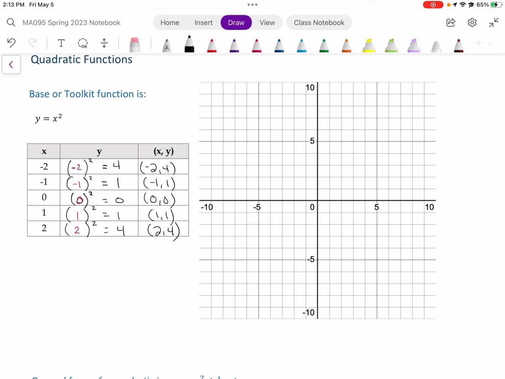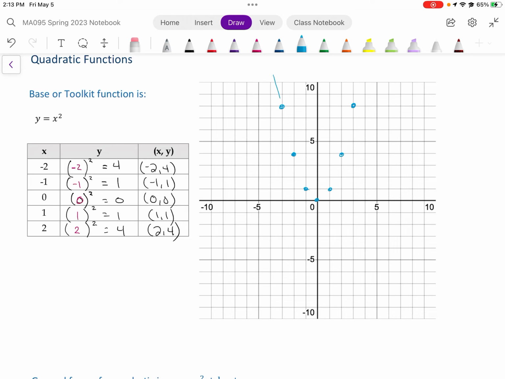Noticing the symmetry, hopefully. And we get negative 2, let me do this in a color, negative 2, 4, negative 1, 1, 0, 0, 1, 1, and it goes on symmetrical like that. If you plugged 3 in, you would get 9. If you plug negative 3 in, you would get 9.